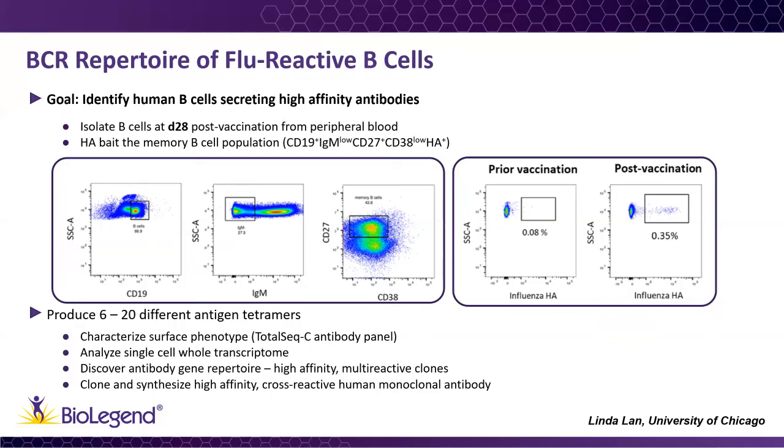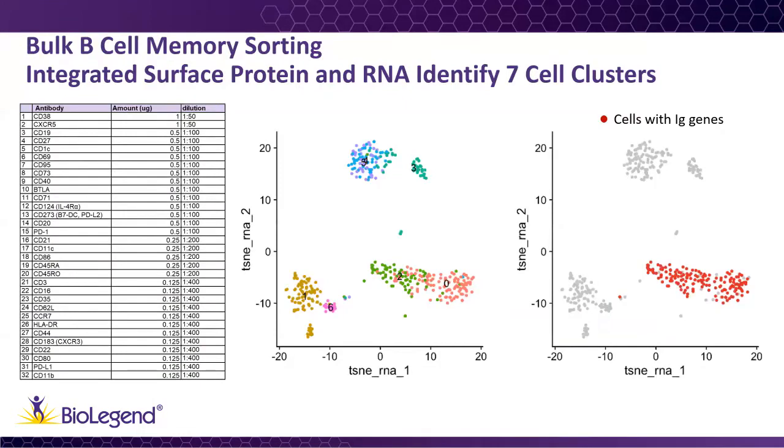On the right-hand side, experiments are done with the baited B cells, in which we can detect antigen-specific B cells. To further characterize cells isolated, the Wilson lab used a panel of 32 different TotalSeq antibodies, which they titrated shown in the table to the left. After sorting the memory B cells, they can identify 7 different clusters of cells using both protein and RNA in an integrated analysis. As you can see here, antigen-specific B cells represent the large cluster to the bottom of the t-SNE plot in red color to the right.